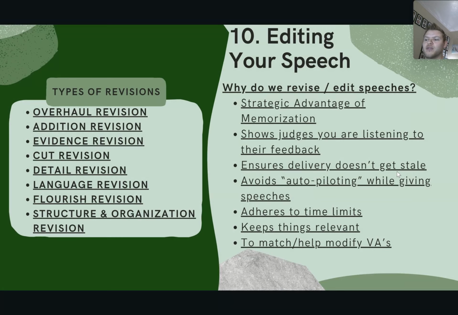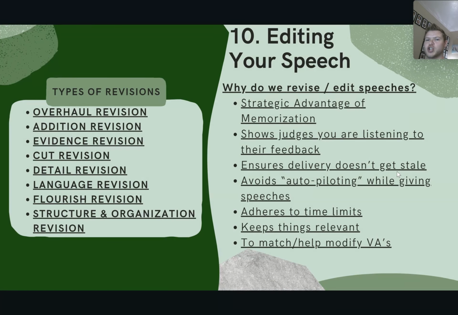So the different types of revisions: you have overhaul revisions, which is where you are doing a massive change to something. Like maybe the topic is mostly the same, but virtually everything else is changing. You have addition revisions where you're putting something into the speech that wasn't there before. Evidence revisions where you're swapping out a source, but that's kind of in the same spot, but maybe now is proving a different thing or is proving it in different words. You have cut revisions, which is where you remove stuff from the speech. Detail revisions, where you're changing the supporting information. Language revisions, where you're saying the same general vibe, but you're using different words to say it.